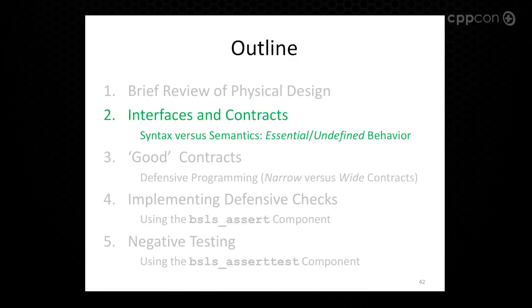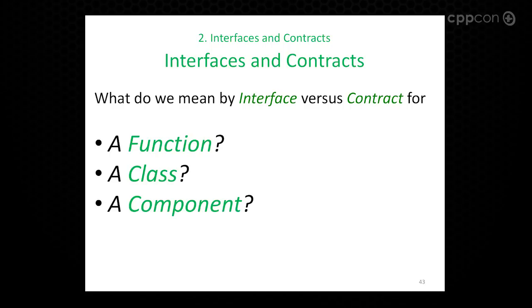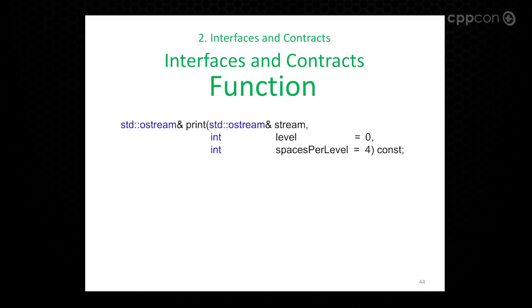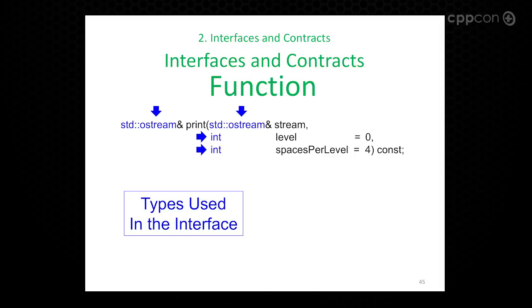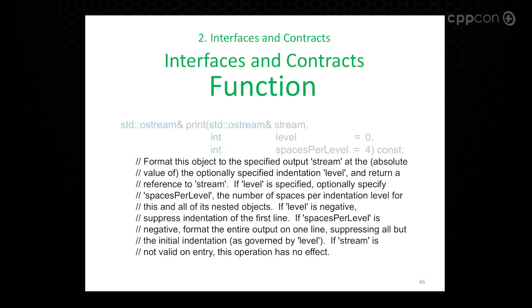So this is the next step in our progression that we're going to need to get through. So when we talk about interfaces, we can have interfaces for functions, for a class, or for a component proper. And so here's an example of something. This is an interface. These are types used in the interface. Okay, here's a contract.